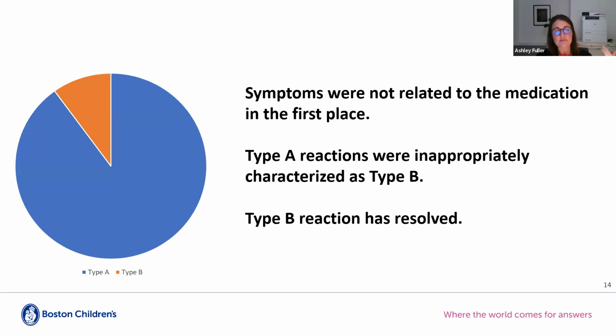And as we discussed, it's also possible that it was correctly identified at the time and it has simply resolved. So we know that about 50% of people with a true penicillin allergy will see that allergy resolve after 5 years. And that's a number that increases to 80% after 10 years of avoidance.